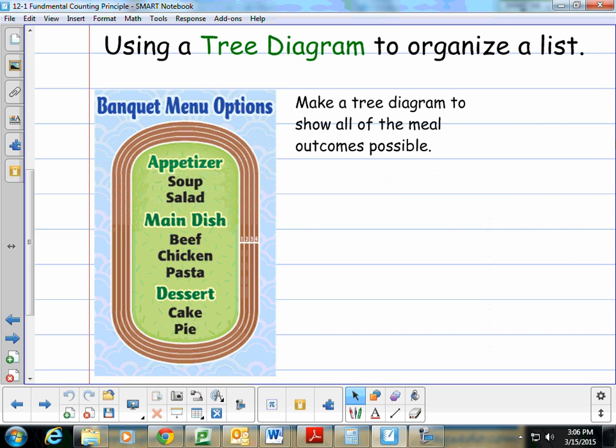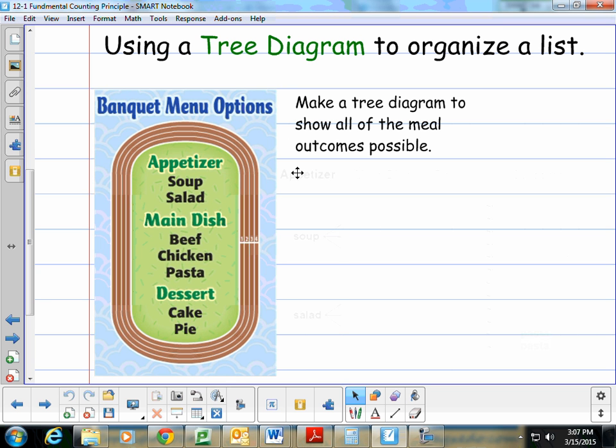So using a tree diagram to organize a list, if you're given a menu option, say you're going to go to a banquet, you're given an appetizer, you have the choice of a soup or salad, a main dish, beef, chicken, or pasta, and then dessert, you can have cake or pie. So to find out what are the total different possible meal combinations that I could have, could I get a soup and then beef and then cake? That would be different than getting soup, beef, and pie. So all of the different possible outcomes for your menu options.